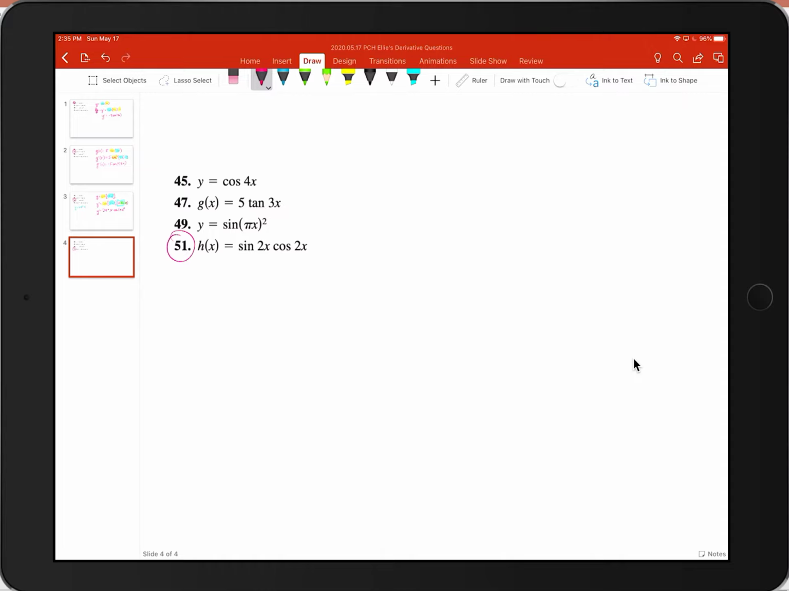h of x is a product of two other functions. Sine of 2x times cosine of 2x. We can think of this as u times v. And then when we take the derivative of something with a product, the pattern is u prime v plus u v prime, also known as the product rule, but this is going to get a little bit tricky, and I want to give myself plenty of room to write it clearly.